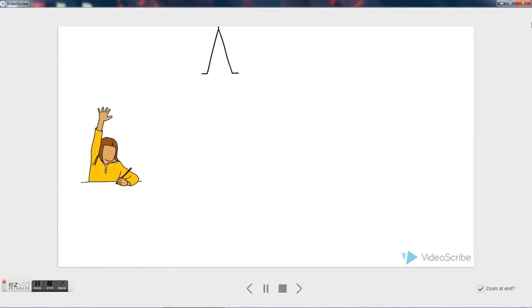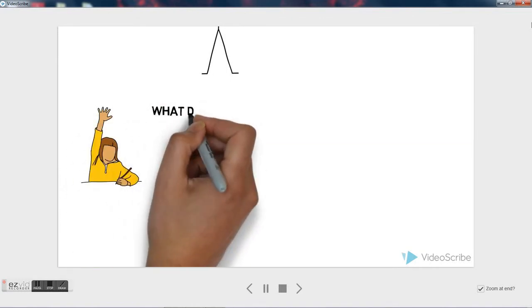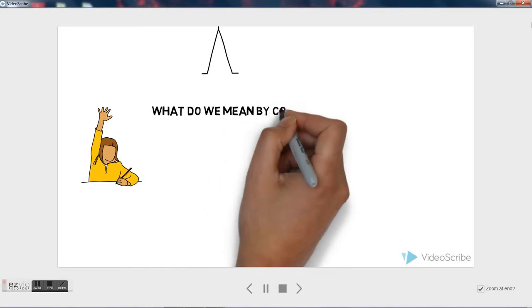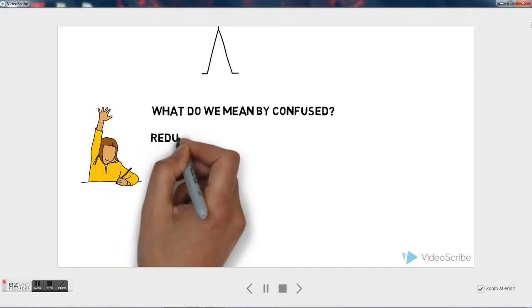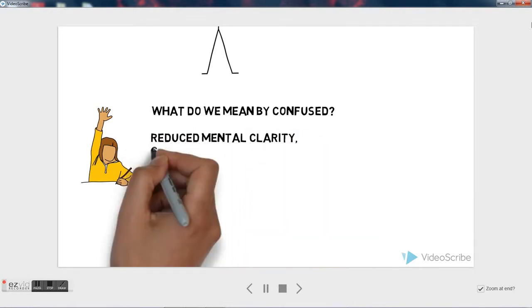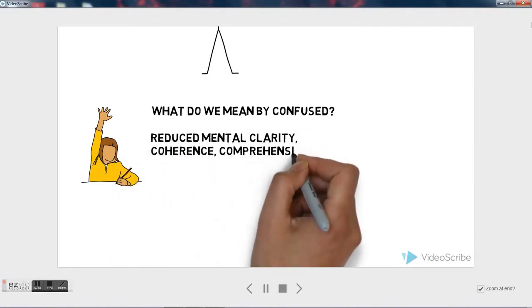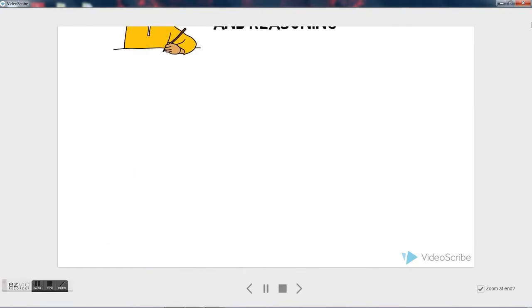The first question that it is important to clarify is, what do I mean by the term confused? This can be used in a wide variety of settings by patients and non-specifically, but in this presentation I'm referring to reduced mental clarity, coherence, comprehension, and reasoning.